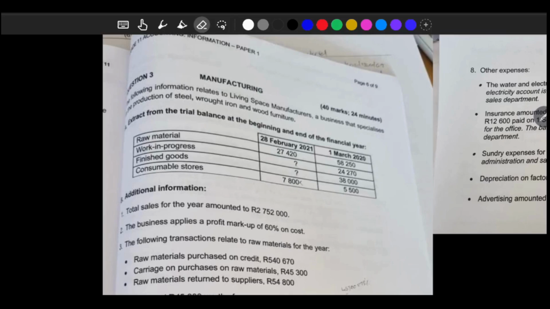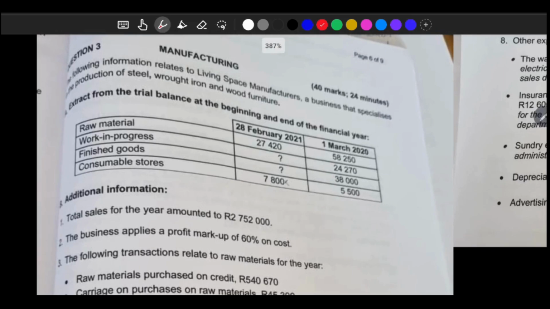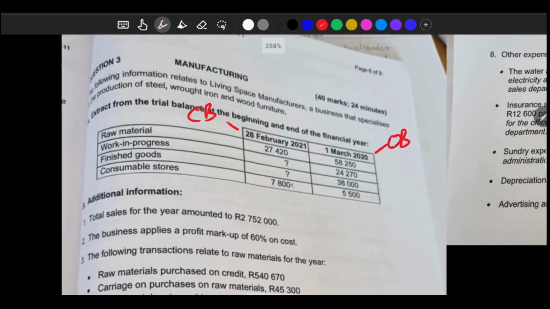This is a manufacturing question. Just going to skip through the first information there. And one thing I want you to always make sure of: understand what your opening balance is from 1 March 2020, and what your closing balance is on 28 February 2021, right?